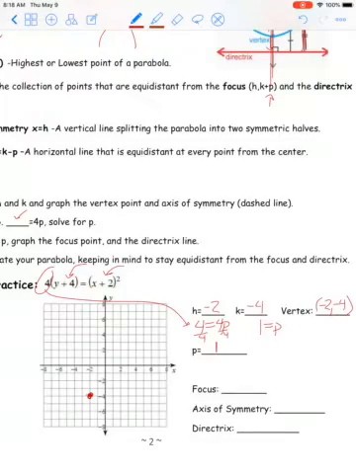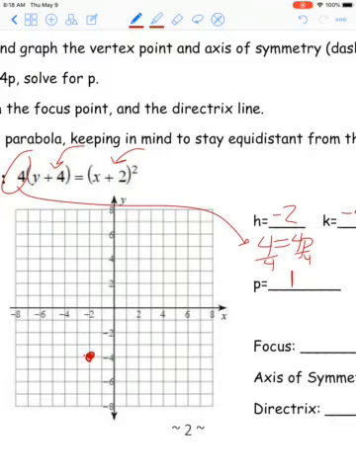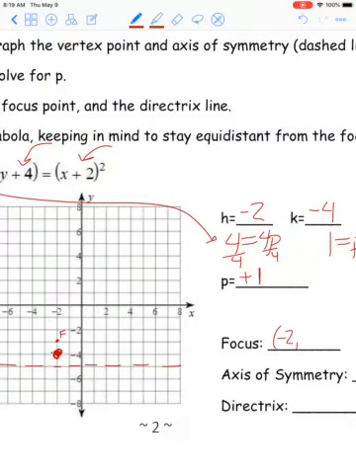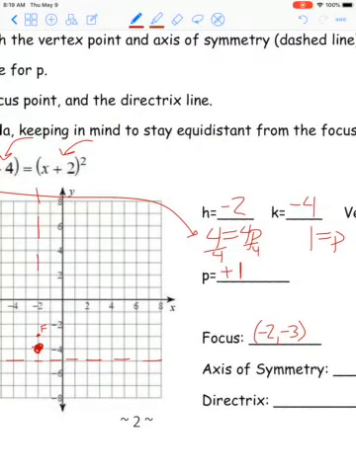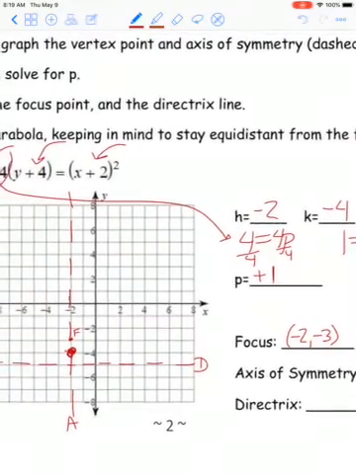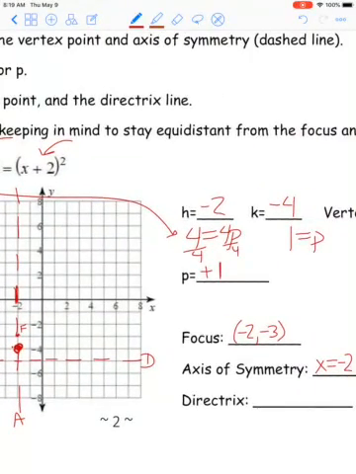So that's p there, which means that if you count p up and p down, you're going to get the focus and directrix. And p is positive here, which means you go up for the focus, so the focus is right there, and down for the directrix, and the directrix is a line. So our focus, that coordinate point, is at -2, -3. The axis of symmetry is going to go through, so that's A, that's D. So the axis of symmetry is at x equals -2, because of that dashed line right through there. And the directrix is down at y, because it's flat, equaling -5.